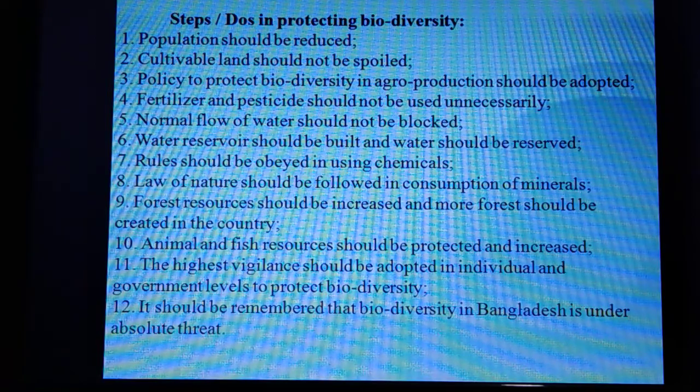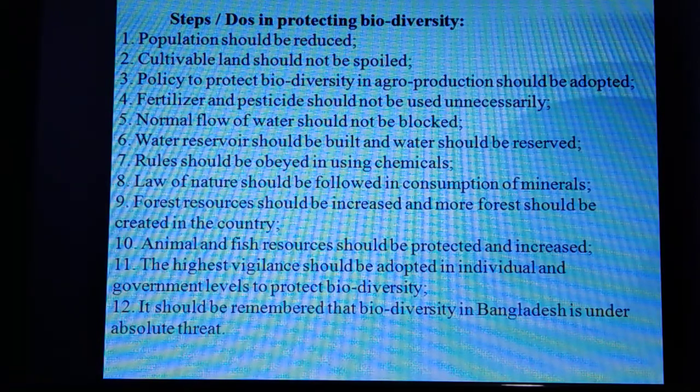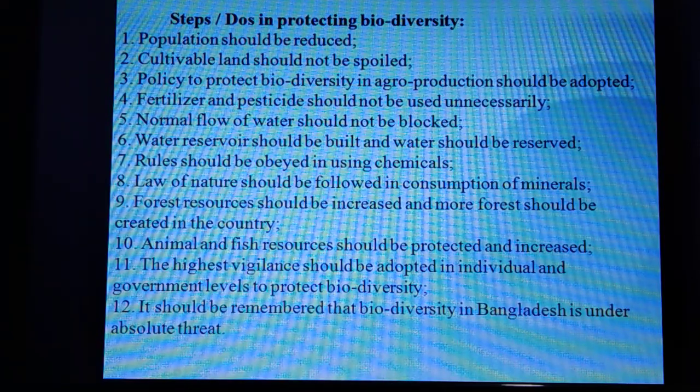Now, some steps on how to protect our biodiversity. There are 12 steps. If we implement them, if we adopt them, we can save our biodiversity from going completely damaged. Point 1, population should be reduced. We must reduce our population.